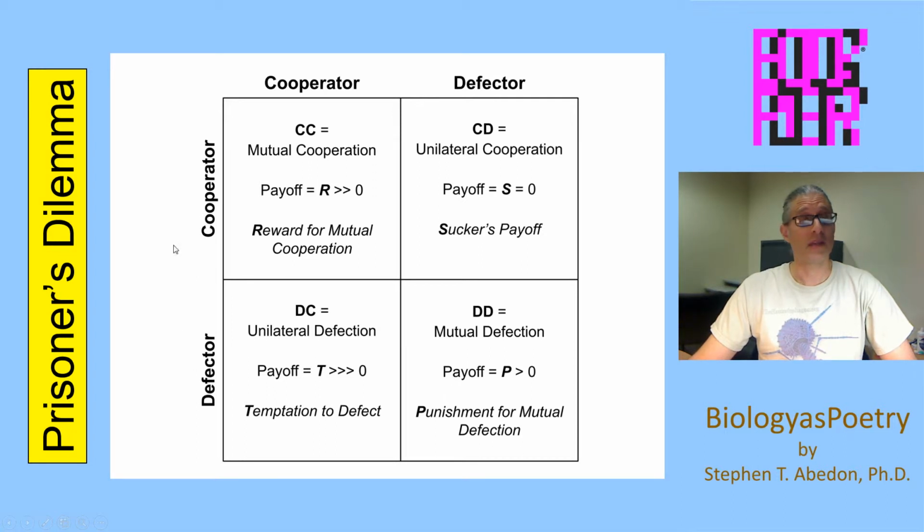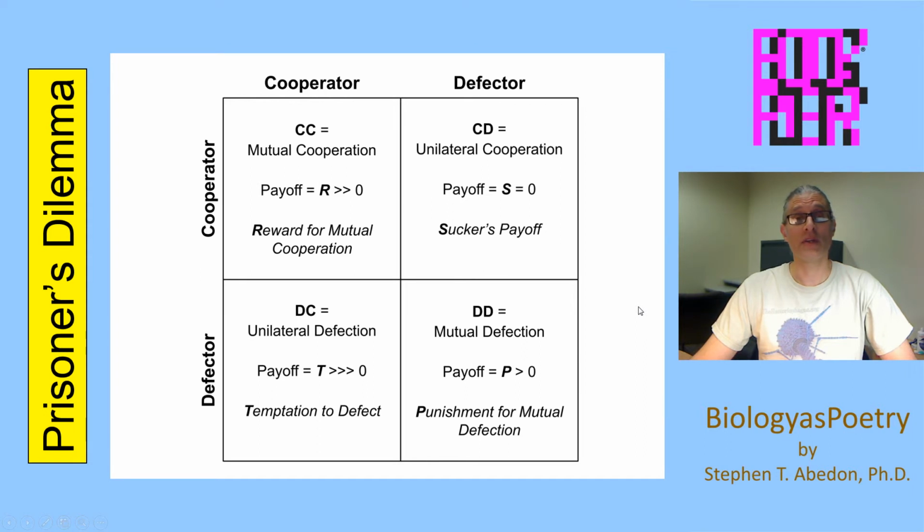Our focus individual is shown here on the left. They either cooperate or they defect. Mutual cooperation is shown here, the reward for mutual cooperation. Unilateral defection is shown here, temptation to defect. T is greater than R. The punishment for mutual defection is shown here, where you have P less than R, and the sucker's payoff is shown here, where you have S less than P.